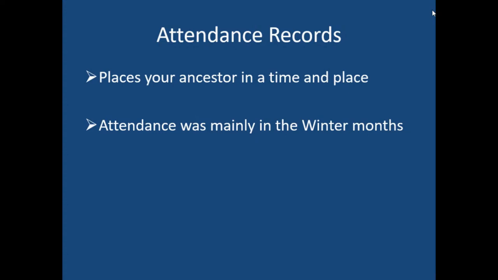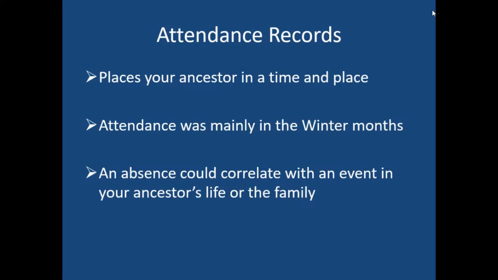And so looking for school records, it's going to help you figure out placing them in a time and place. When did they attend school? And also, if your ancestor is listed in a school record and it's showing their attendance and you see that they're shown as absent, maybe take that absenteeism and correlate it with an event in their life or an event in the entire family nucleus's life.